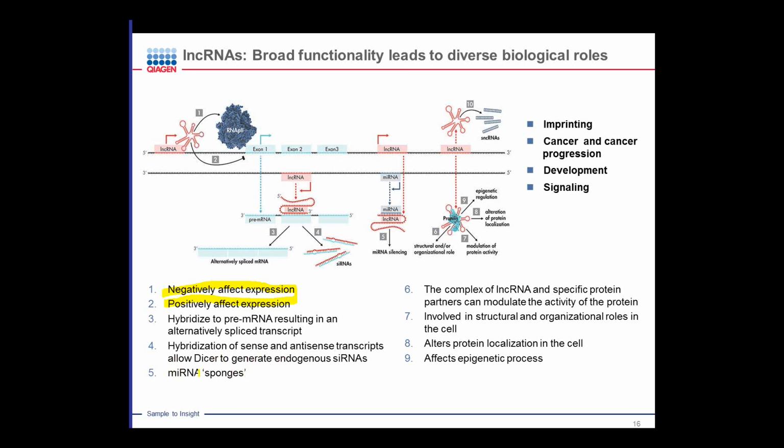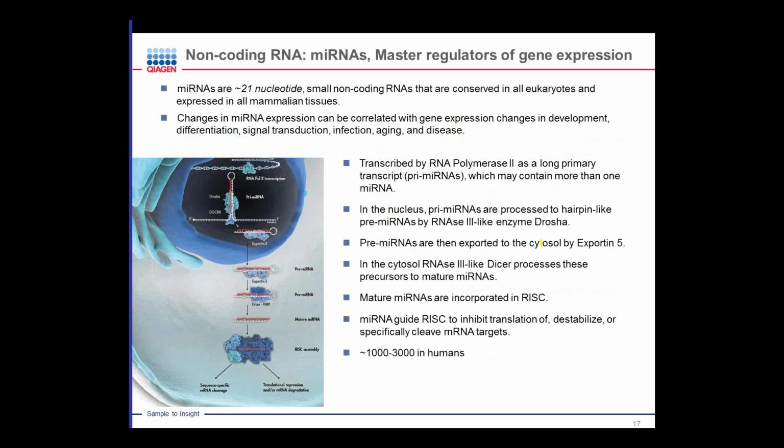They can have multiple binding sites for microRNAs and act as microRNA sponges to soak up microRNAs and affect the translation of other genes. They can modulate the activity of proteins by binding that specific protein. They can alter protein localization in the cell. They can directly affect epigenetic processes and change imprinting patterns in cells. All of these things can obviously lead to pathological changes when things don't go right in terms of cancer or cancer progression. And obviously, the proper activity of long non-coding RNAs, like mRNAs and microRNAs, is essential for normal differentiation and development. So new and very exciting.